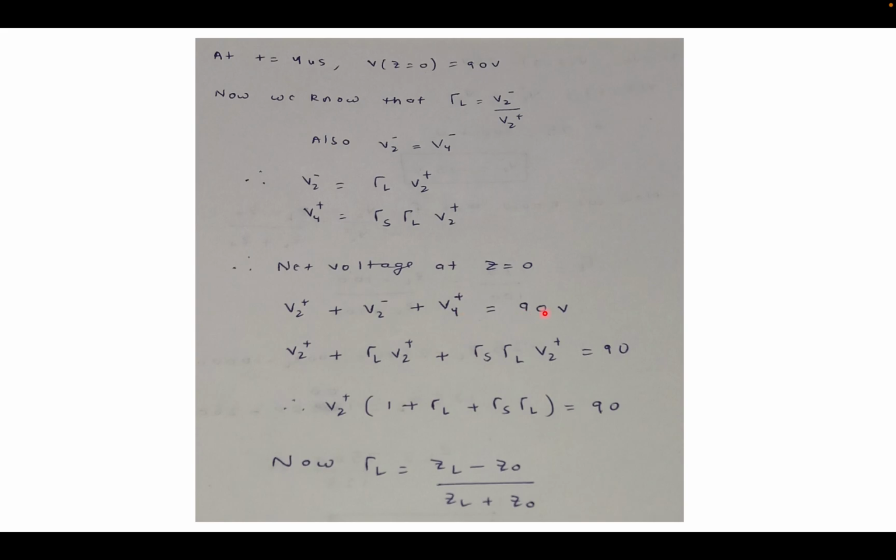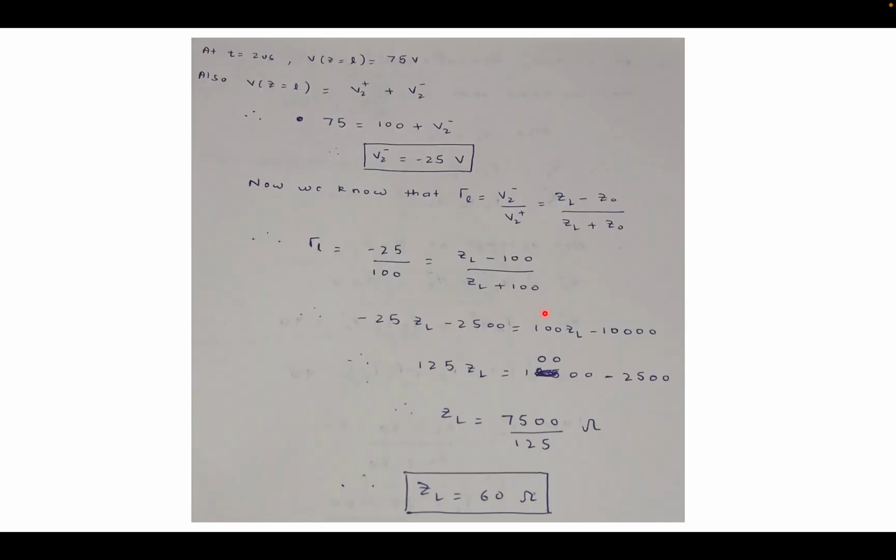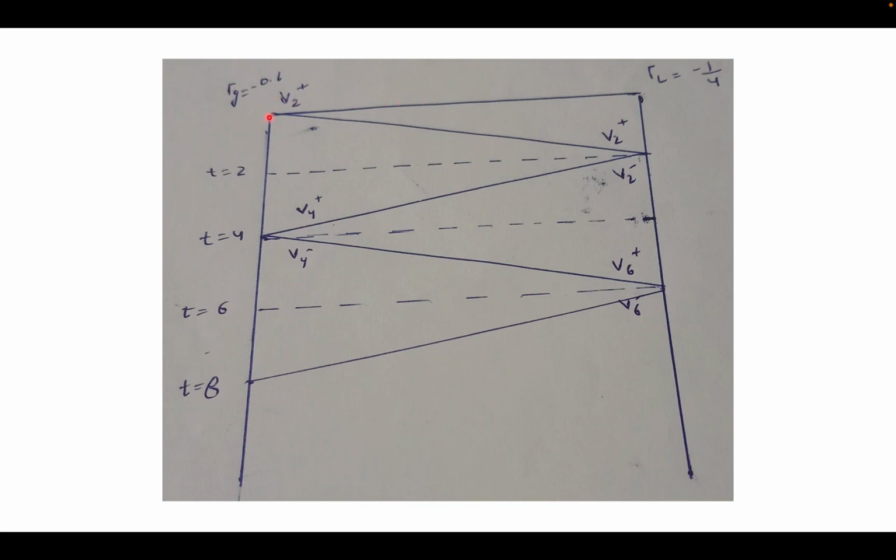So whenever you need to find the voltage at some specific end, you just draw a vertical line and see what voltage values are coming in, and you just sum them all, and that will be your net voltage. Here, because we are trying to find at Z is equal to 0, if I draw a line at Z is equal to 0, I have V2 plus, then V4 plus, then V4 minus. And if someone asks you to calculate at t is equal to 8 also, then you will have 5 terms: V2 plus plus V4 plus plus V4 minus plus V8 plus plus V8 minus. Okay, that's how it works.